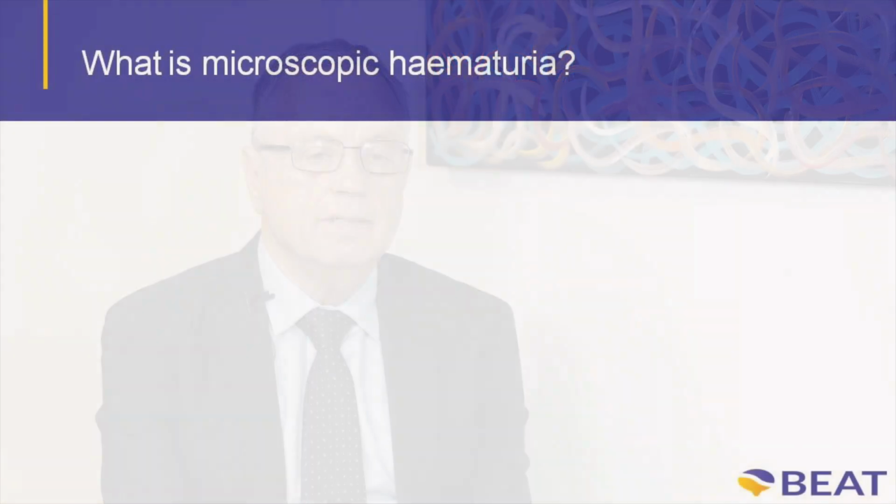The other form of haematuria is what we call microscopic haematuria, which really just refers to a situation where there is blood in your urine, but it's at a low enough concentration that it doesn't visibly or easily discolour the urine.